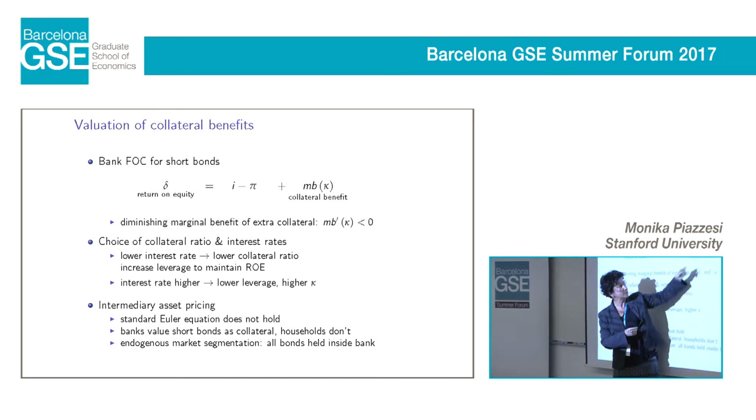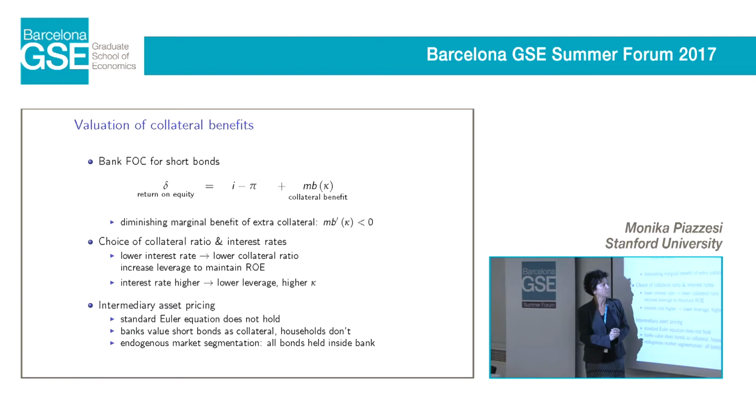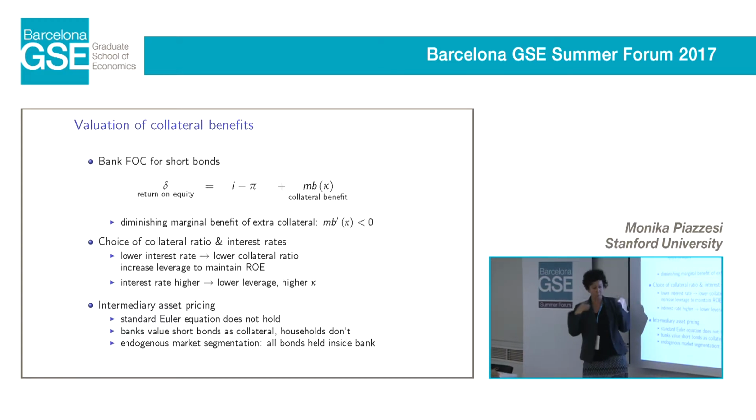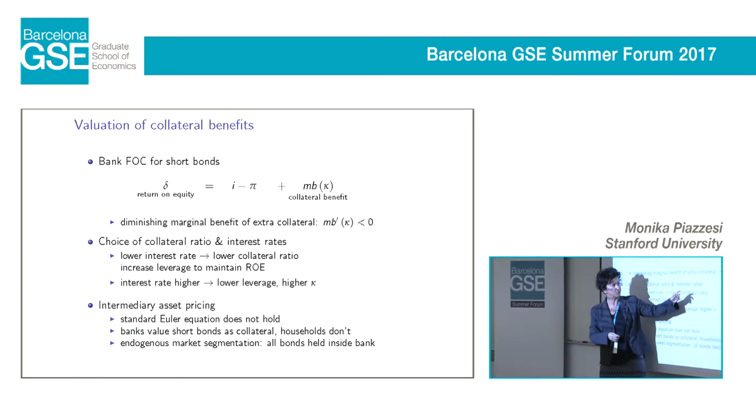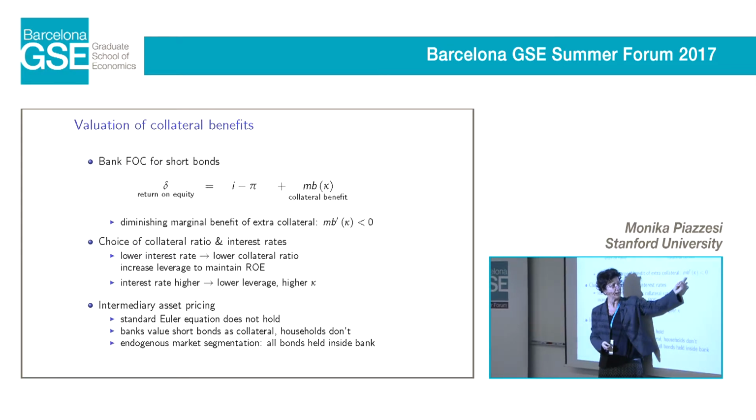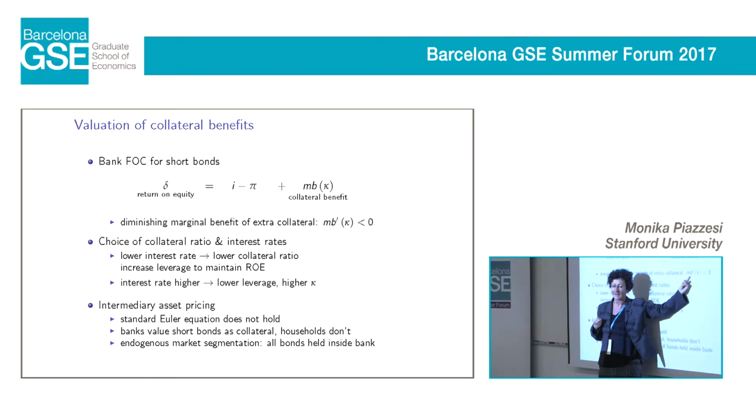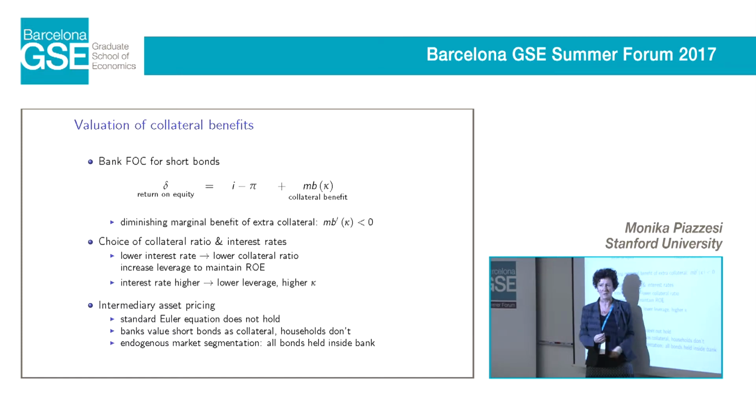The important feature of these marginal benefits is that if a bank has more collateral, a higher collateral ratio, so more assets to debt, the marginal benefit of adding another bond on their balance sheet is diminishing. This is the convexity of the leverage cost function that I was assuming.